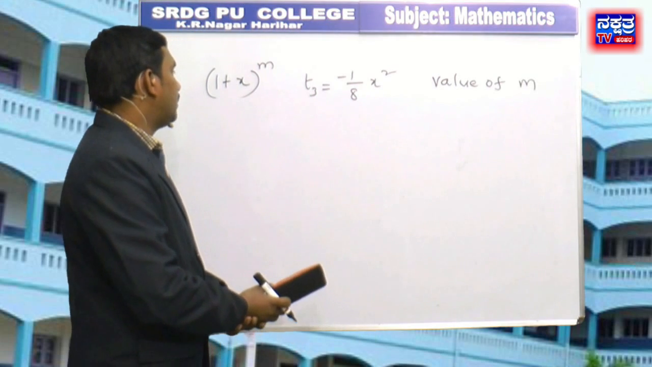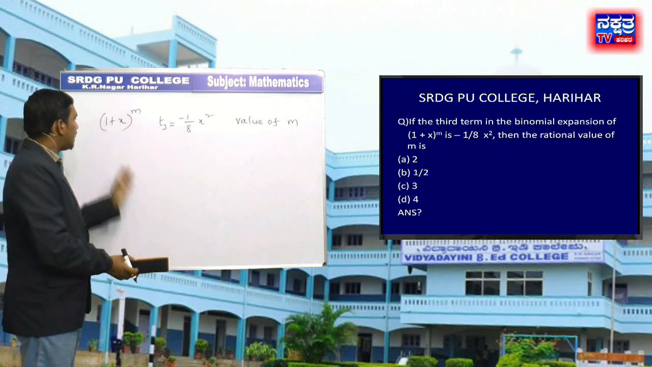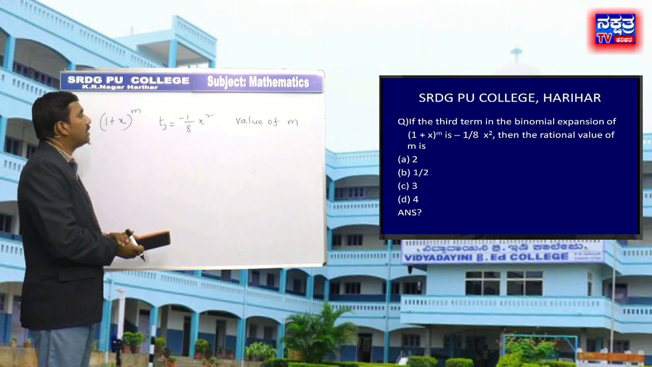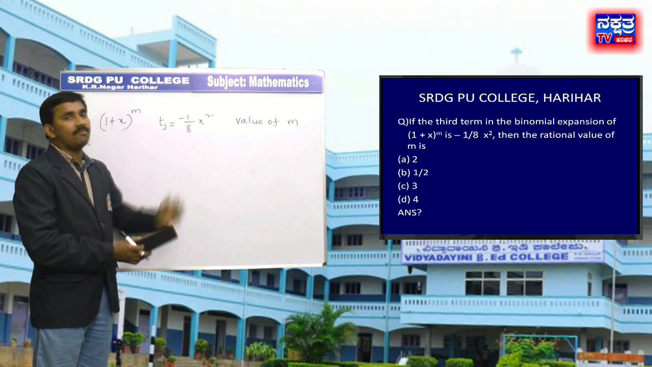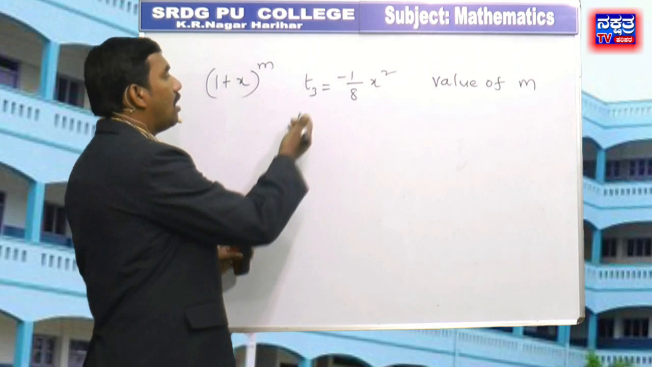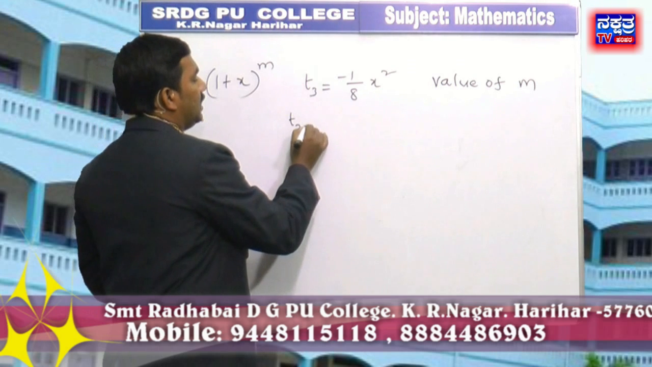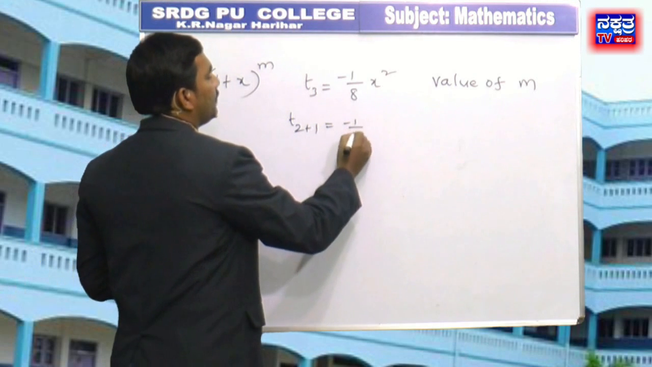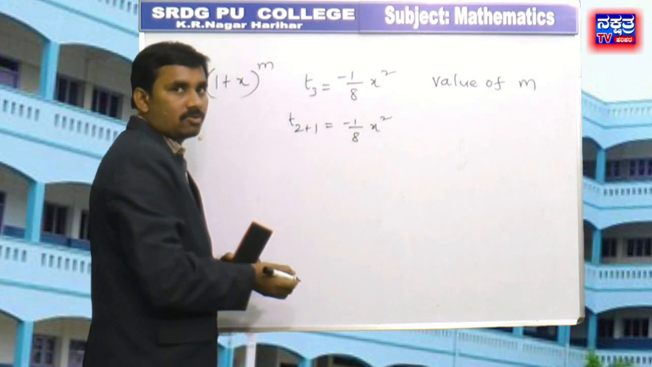Dear students, the given expansion is (1 + x)^m. In that, the third term is -1/8 x². Then the value of m, that is the question. All of you know how to write the third term. T(2+1) we have to consider. T(2+1) equals -1/8 x².